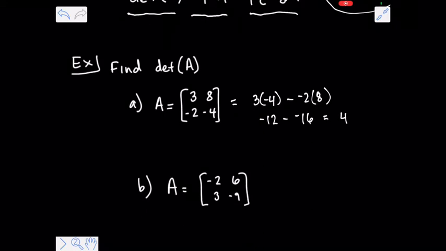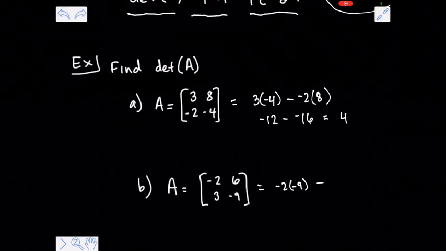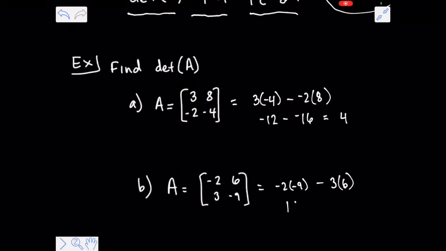Let's try it again here. First we have this product, A times D, so that's negative 2 times negative 9. Then we subtract this product here, 3 times 6. So we have 18 minus 18 equals 0.